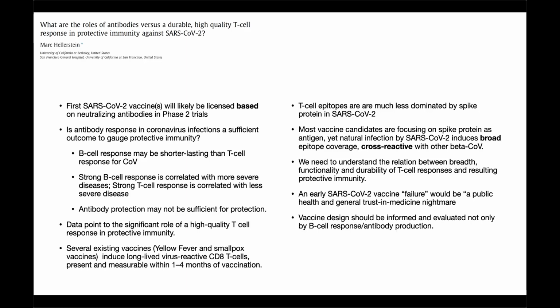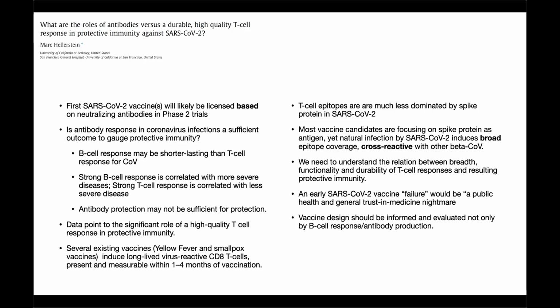First, SARS-CoV-2 vaccines will likely be licensed based on neutralizing antibodies in phase 2 trials, right? We can talk about that a little bit later. What is the minimum standard for licensing a vaccine? Suppose you have a vaccine that is tolerated, shows efficacy in, say, phase 3, and raises neutralizing antibodies to SARS-CoV-2. The question at this point might be: is antibody response in coronavirus infections a sufficient outcome to gauge protective immunity?